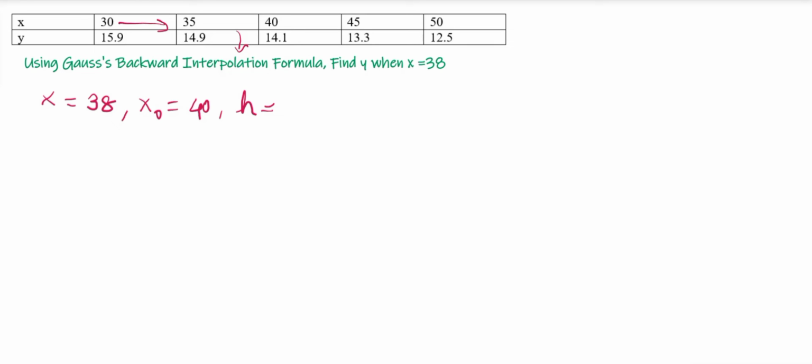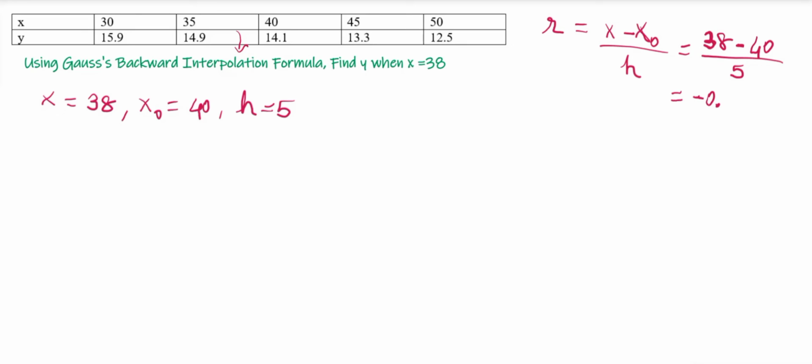So for Gauss forward interpolation formula, you will see the value to the left of the value that you need to find, and for Gauss backward interpolation formula, you will see the value to the right of the value that you need to find. Then our h will be the difference, which is 5, and r is equal to x minus x naught upon h, which is 38 minus 40 divided by 5. So it will be equal to minus 0.4.